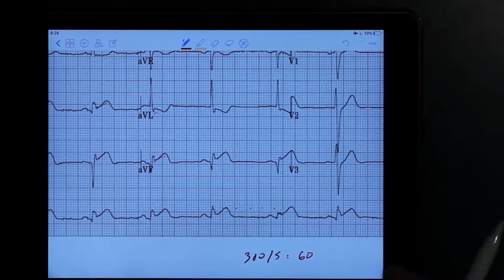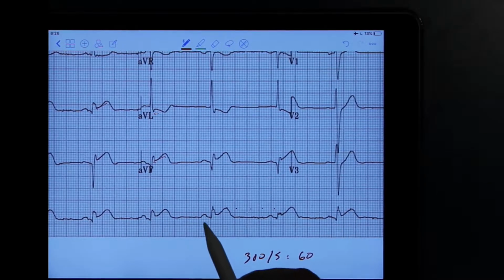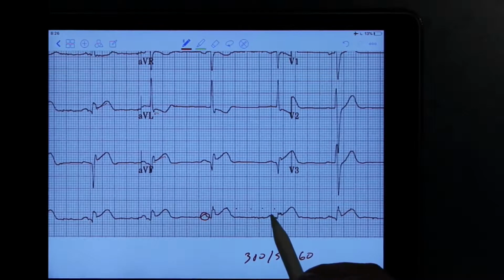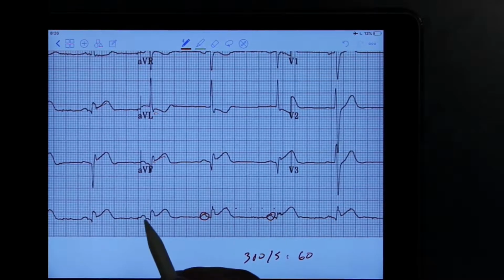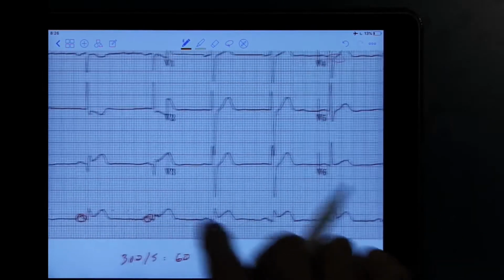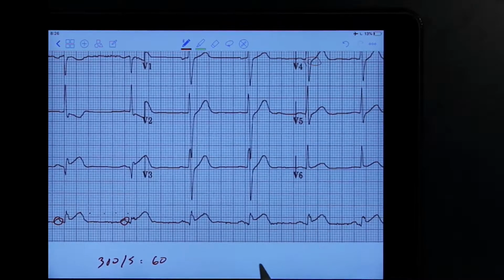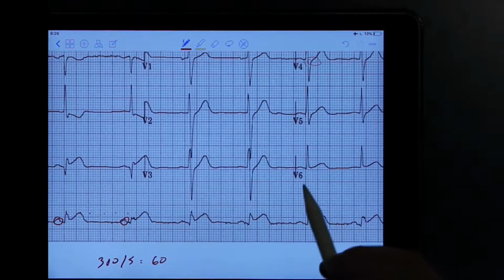Next, we're going to take a look at the P waves. So we can see here that there is a P wave here, a P wave here, and these all occur before the QRS complexes. So the P waves are present.